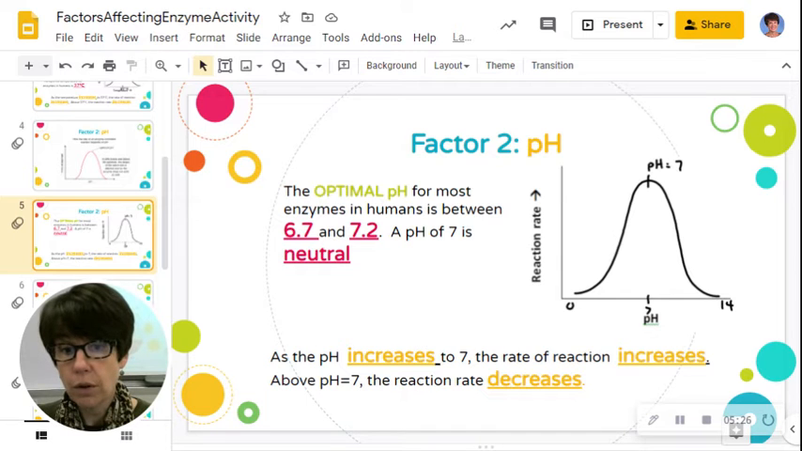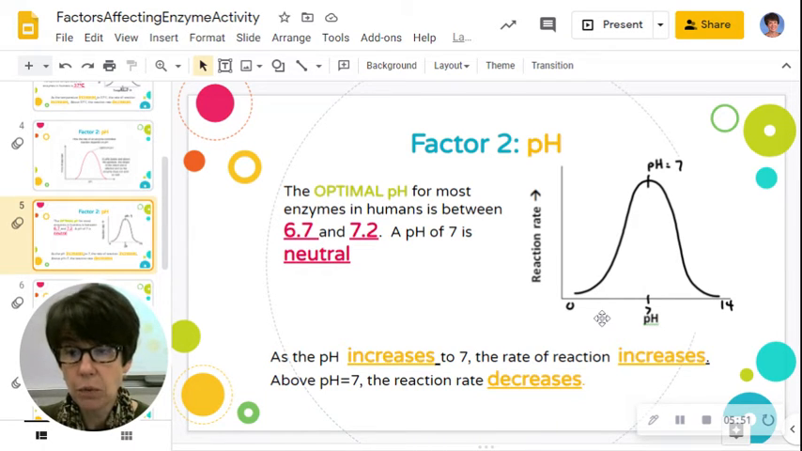So the written version of the picture of the graph is: as the pH increases to 7, the rate of the reaction increases. And then above the pH of 7, the rate of the reaction decreases. So you're filling in the blanks in your notes.